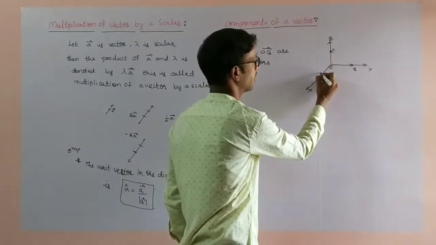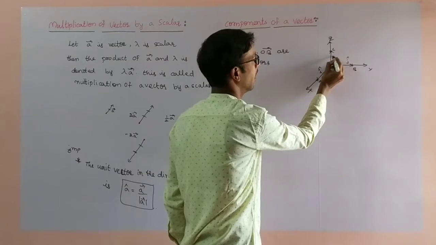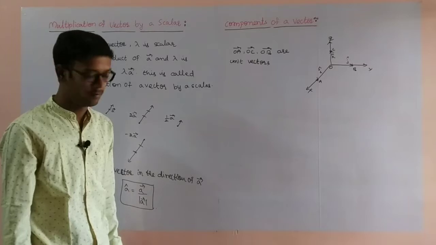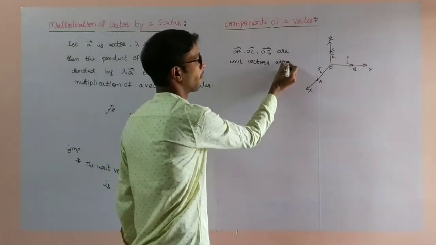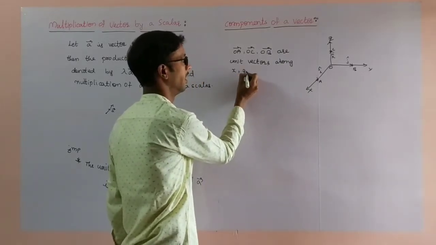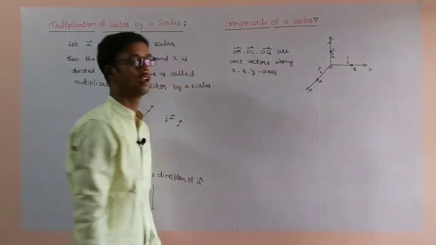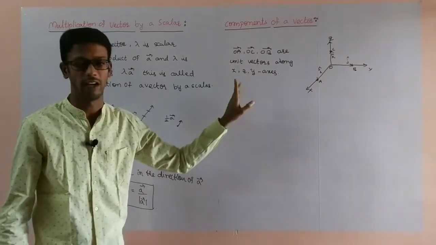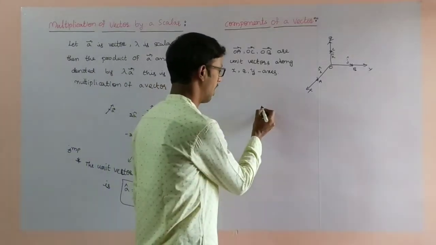So these I represent as I cap, J cap and K cap. I cap, J cap and K cap are unit vectors along the x, y, z axes. So these are unit vectors. Next, we have to find the components.